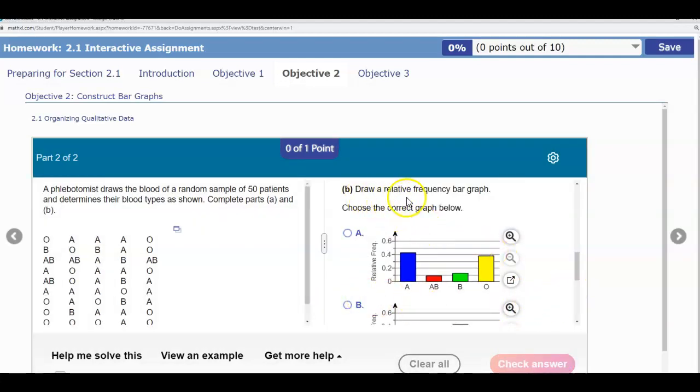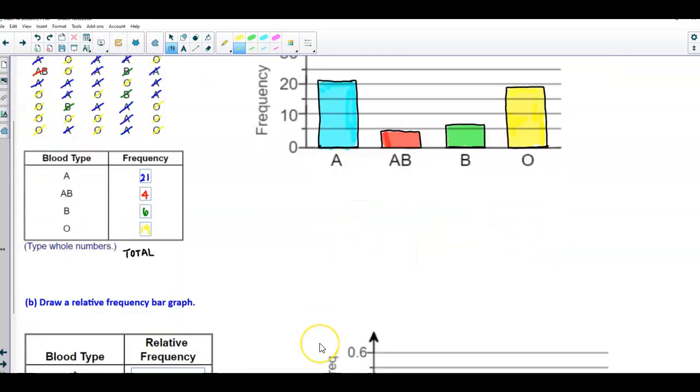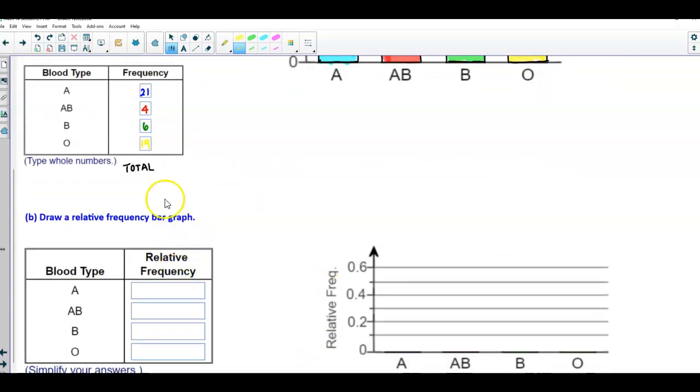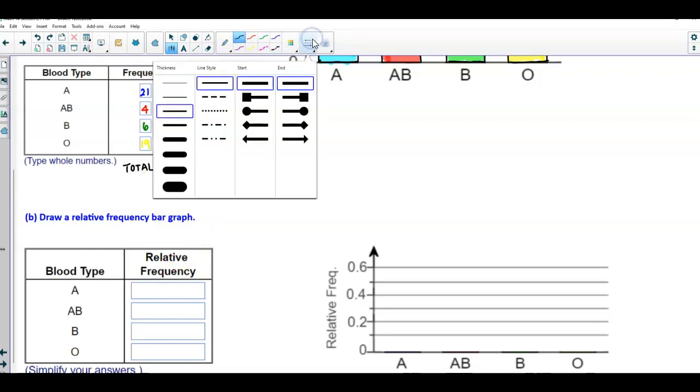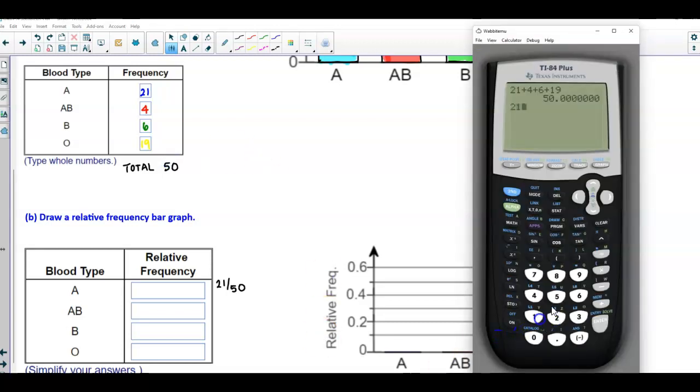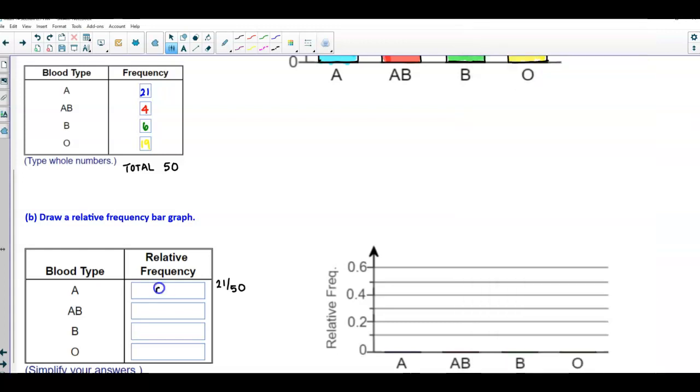Now we want to be able to draw a relative frequency bar graph. So what we need to do now is use our frequency to determine our relative frequency, and we determined that the total amount that we were already given in the problem is 50. So we need to find the relative frequency. Remember, that's the proportion, so we need to take 21 and divide that by 50. Well, 21 divided by 50 gives us 0.42.